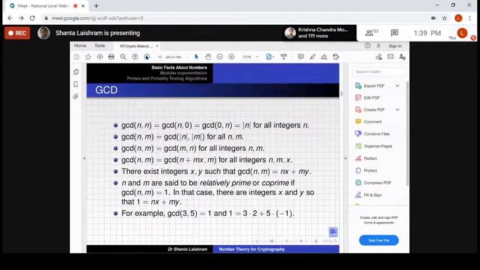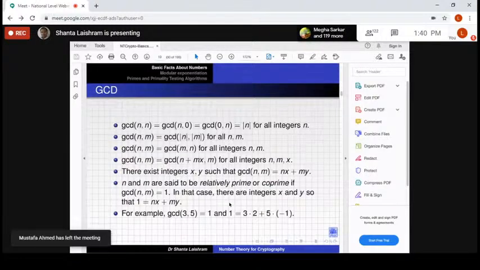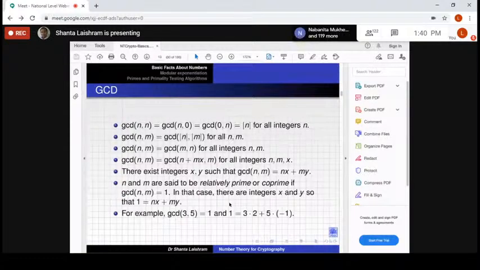So basically, GCD of N and M is the same as GCD of a linear combination of N, M and M, and so on. And of course, I mentioned before, the GCD of two numbers you can write as a linear combination NX plus MY. For example, GCD of 3 and 5 is 1, and you can write 1 as 3 into 2 plus 5 into minus 1. So this is quite important, and is used for many number theoretic applications, also in many cryptography related applications.